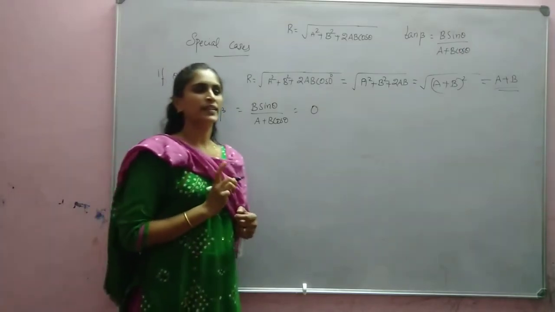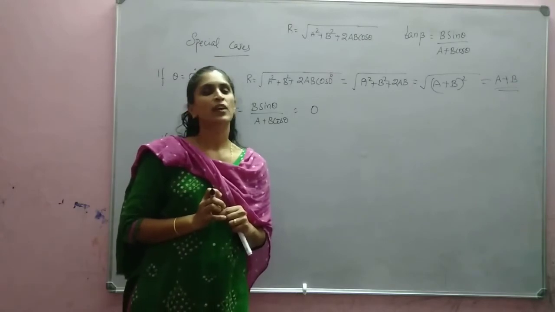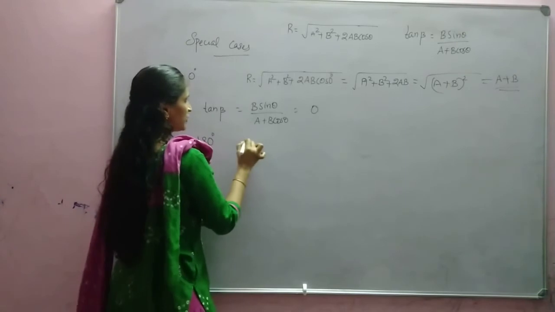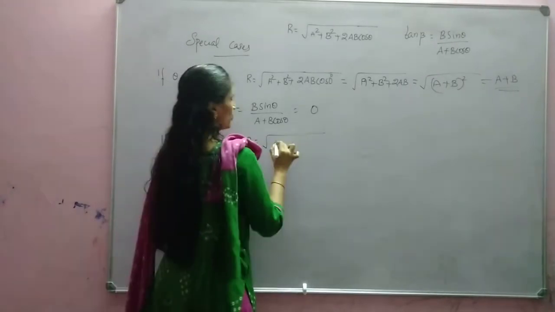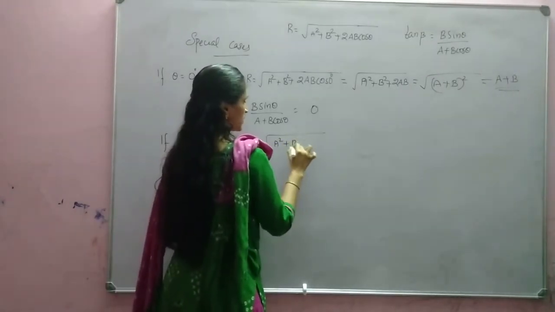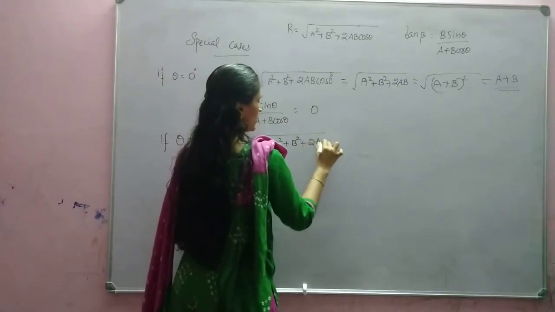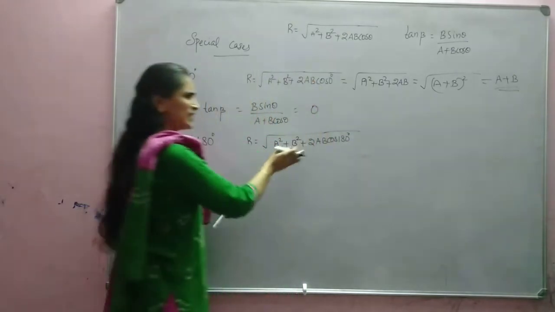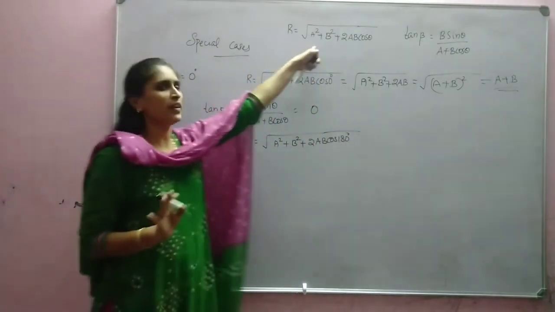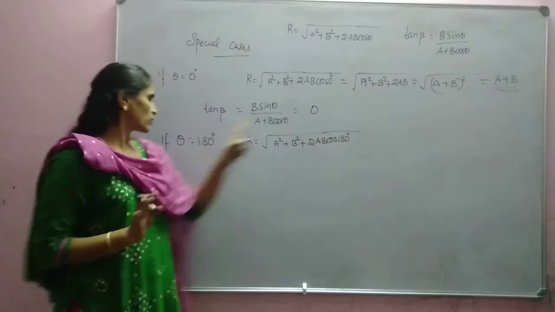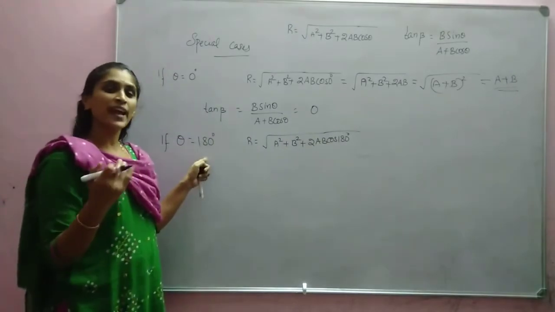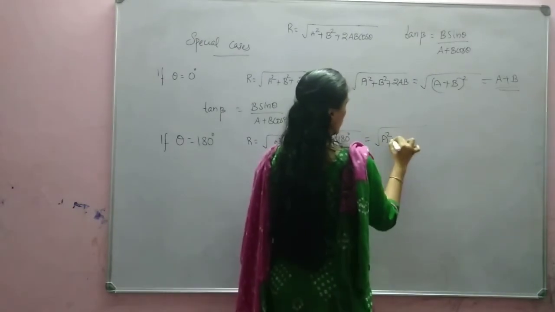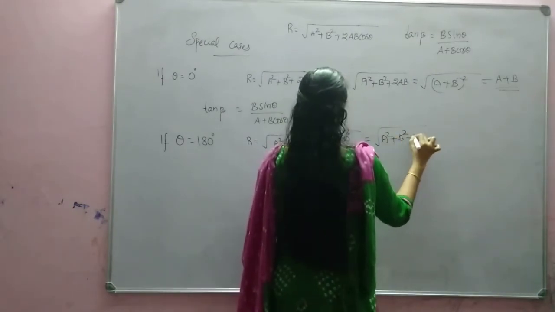Okay. Now if theta is equal to 180 degree, what happens? That we are discussing now. Same way we can write R is equal to root of A square plus B square plus 2AB cos 180 degree. We are just substituting the value of theta in that formula, because here it is given that these two vectors are anti-parallel.